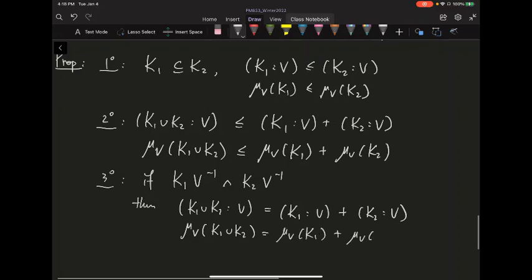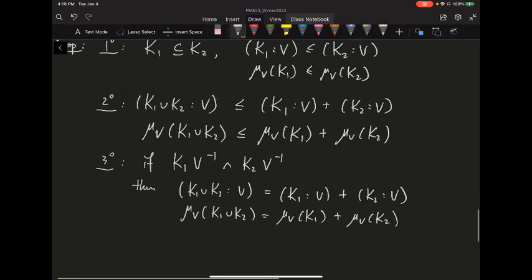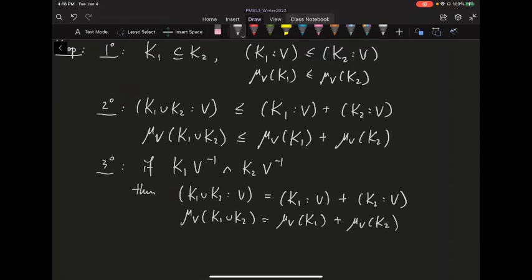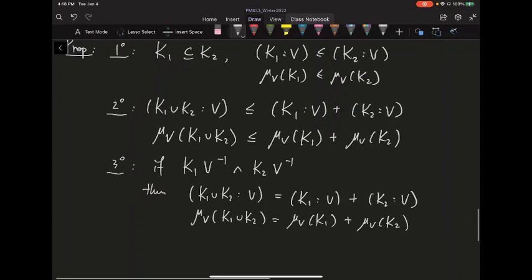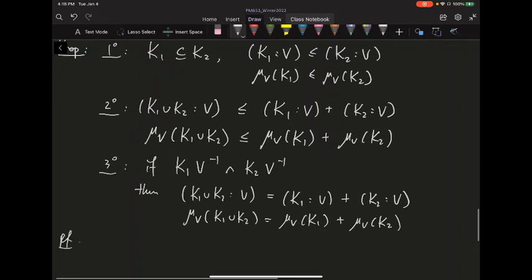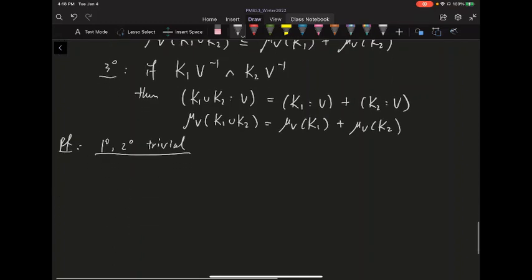All right, so the proof is kind of trivial. For the first two, you can just convince yourself: for the first one, a cover of k2 is a cover of k1. For the second one, you can basically union up two covers of k1 and k2 to get a cover of k1 union k2. So I'm not going to prove those. Let's just say 1 and 2 are trivial. The only one is probably number 3. It's also kind of trivial because of the separation.